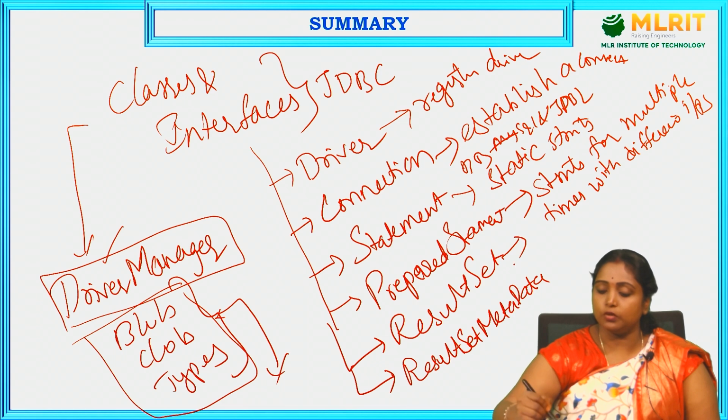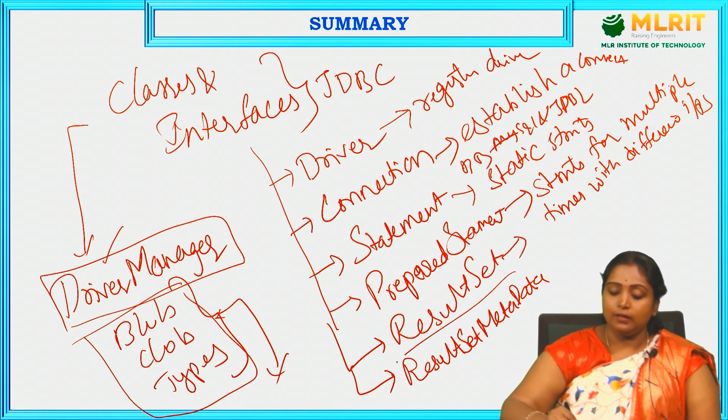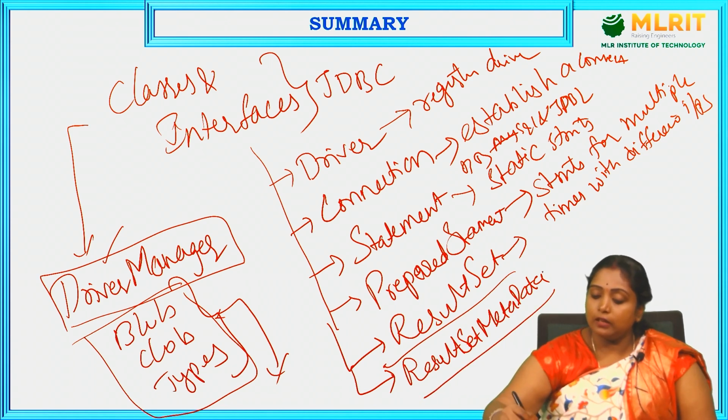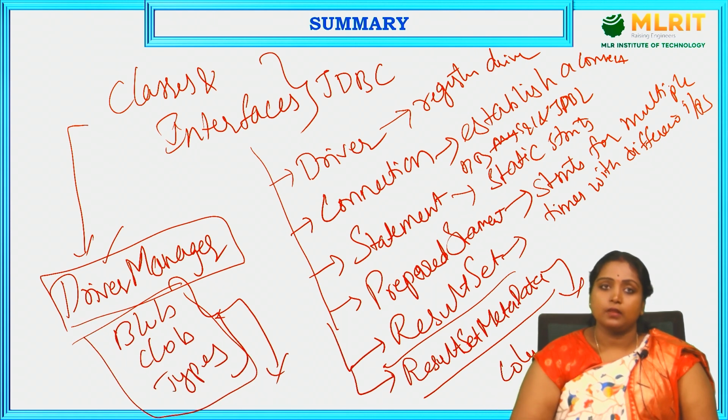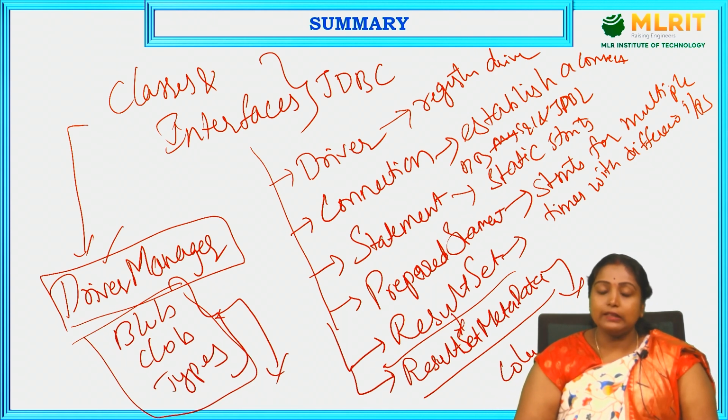ResultSet is used to retrieve the data in the form of records using the ResultSet interface, and ResultSetMetaData is used to retrieve the data in the form of columns. So using ResultSet, we are using ResultSetMetaData. These are the classes and interfaces we have seen in this session.